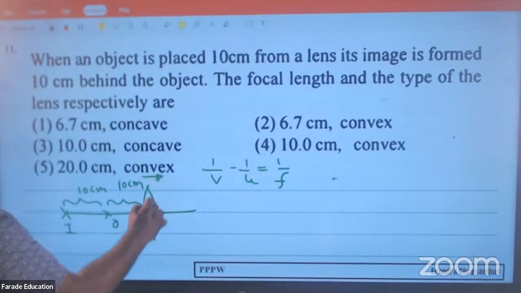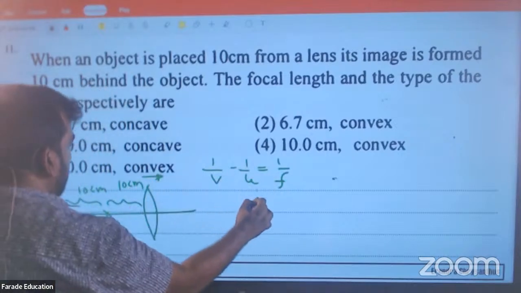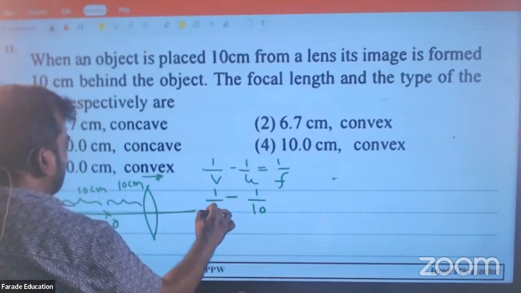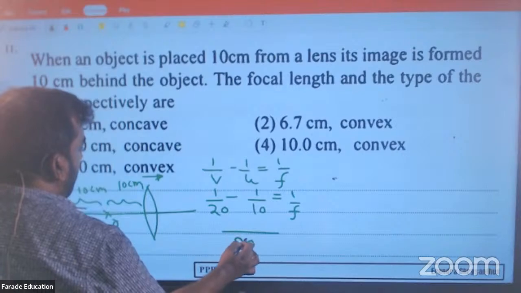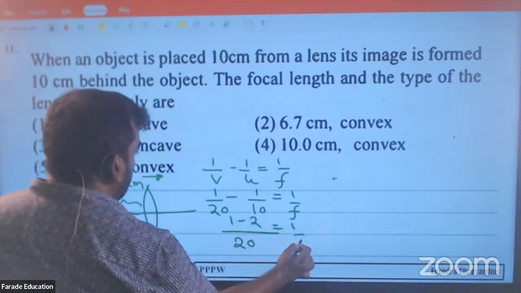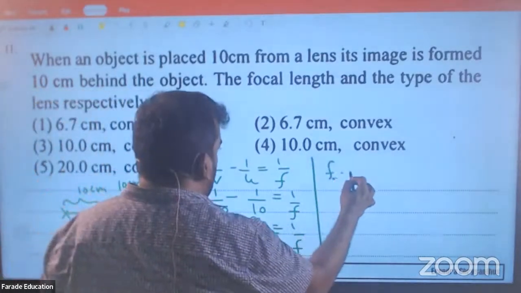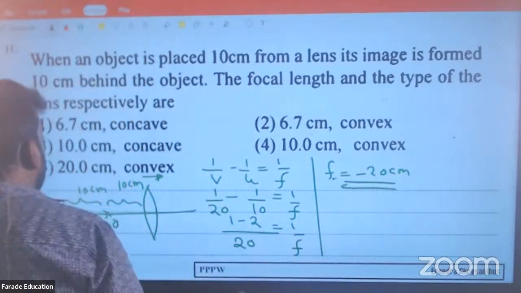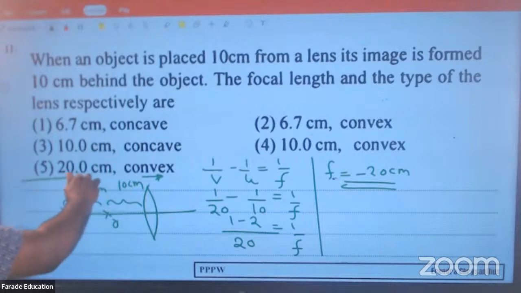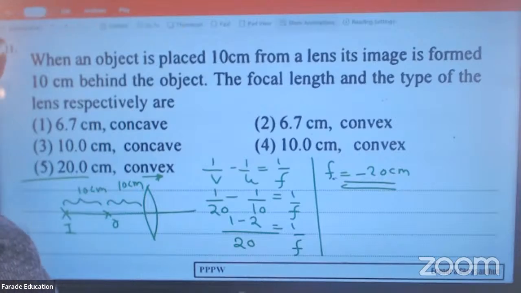Light is traveling this way. Object distance is positive, image distance also positive. Focal length, common denominator, 21 minus 2. From this, focal length is minus 20 centimeters. So convex lens, 20 centimeters, answer number 5. That's very easy.